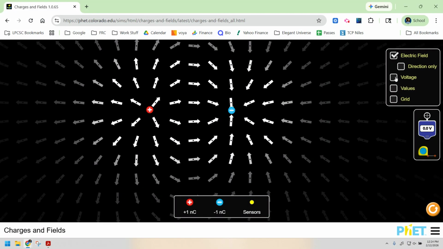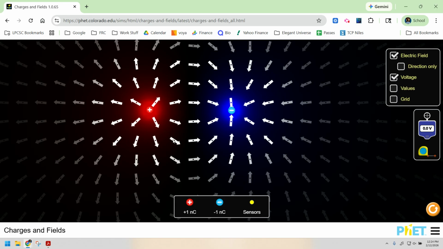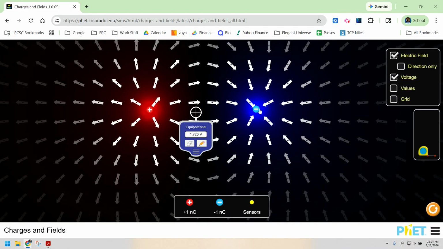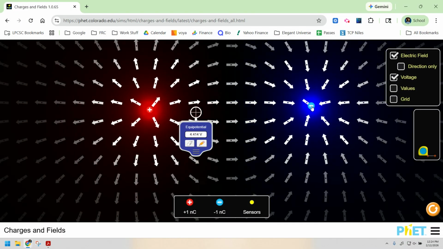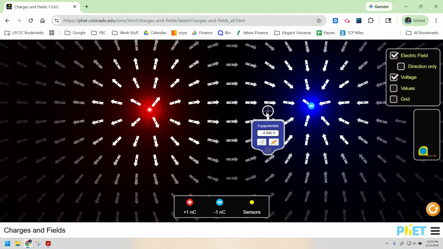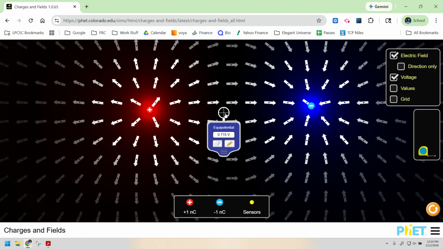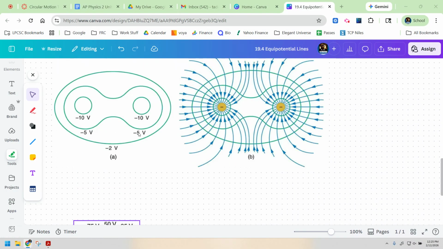Now if I want to show the potential, there's a potential between these two, right? So I think this is 1 nanocoulomb positive, and this is a negative one. And if I really stretch this out far away, notice that my voltage changes as I go through, right? See how that changes as I go through? And so let's recreate, what was the one? Let's try to recreate this one right here.